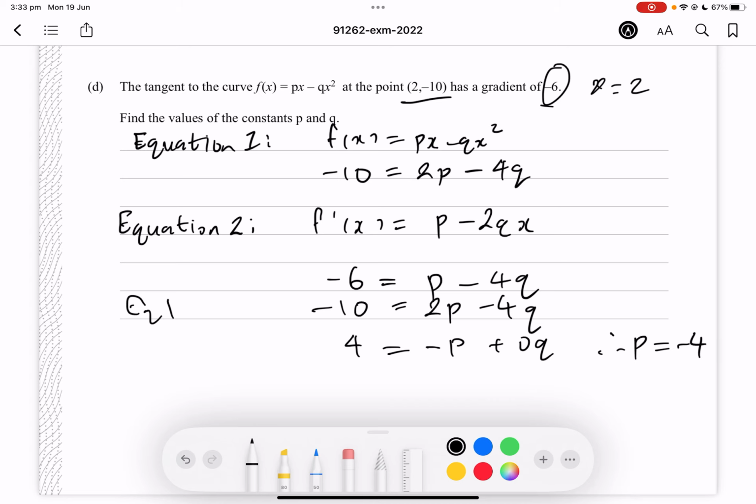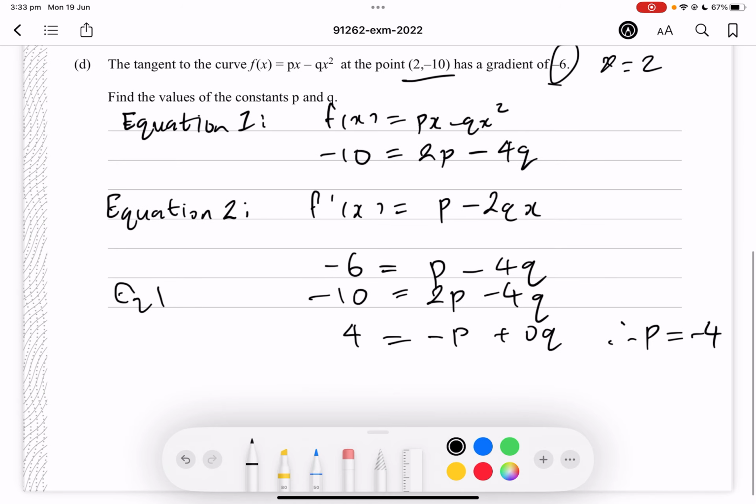And we can plug in p equals -4 into one of the equations to find the q value. So -6 is equal to -4 minus 4q. So therefore we have -6 plus 4, which is -2, equals -4q. So q equals 1/2. And that should be our answer for this question. So we have q equals 1/2 and p equals -4.